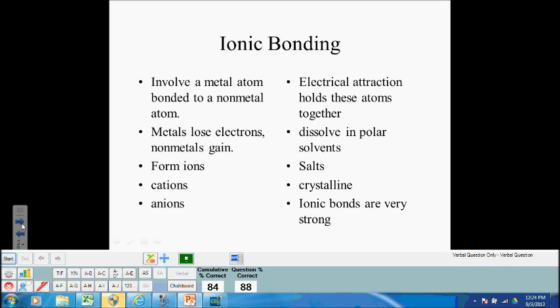Another thing to remember about ionic bonds: compounds that are ionic we call salts. Anything that's held together with ionic bonds, that's a salt. And salts dissolve really, really well in water. Any kind of ionic thing dissolves well in a polar solvent. That's an important thing to know.